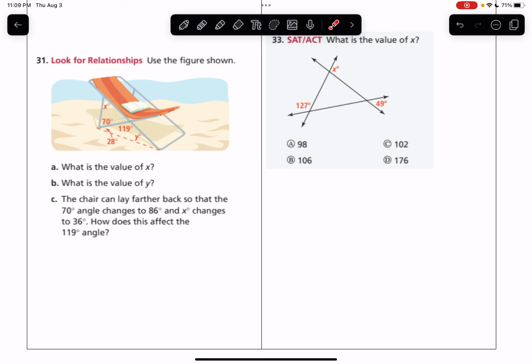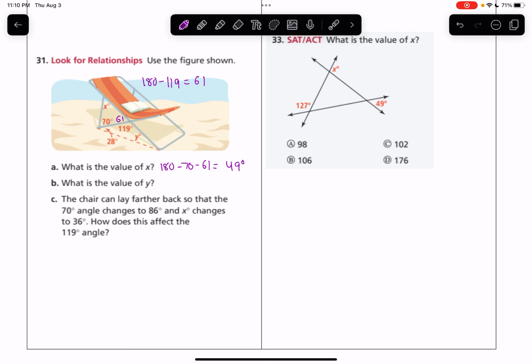So I can do 180 minus 119. Right? And 180 minus 119 is going to be 61. So this angle right here is 61 degrees. So to find the value of X, I can take 180 minus 70 minus 61. And I can find that A is going to be 49 degrees.